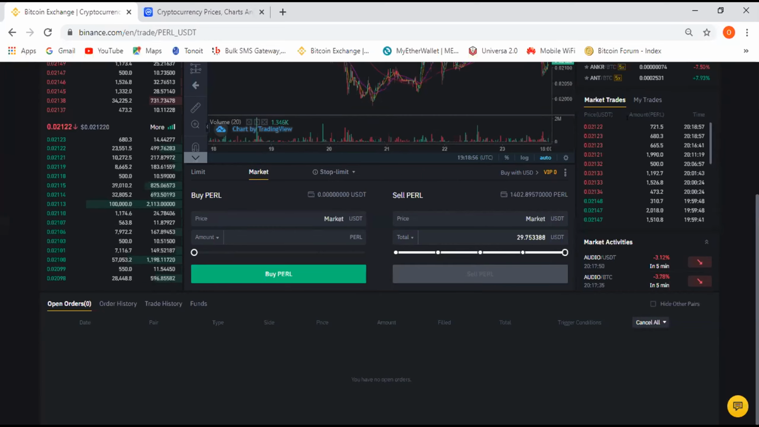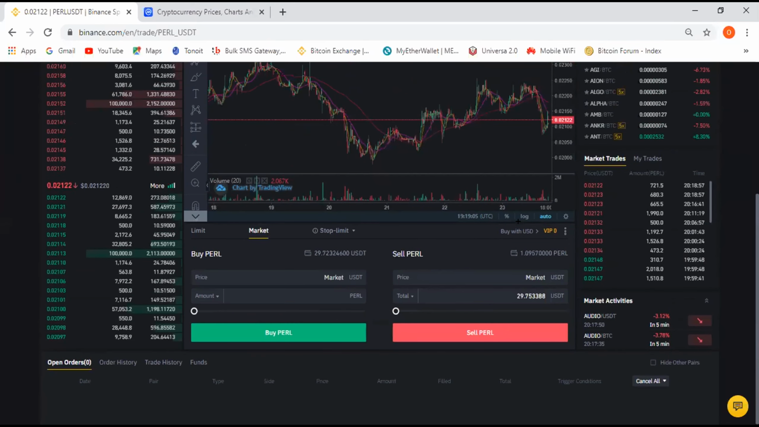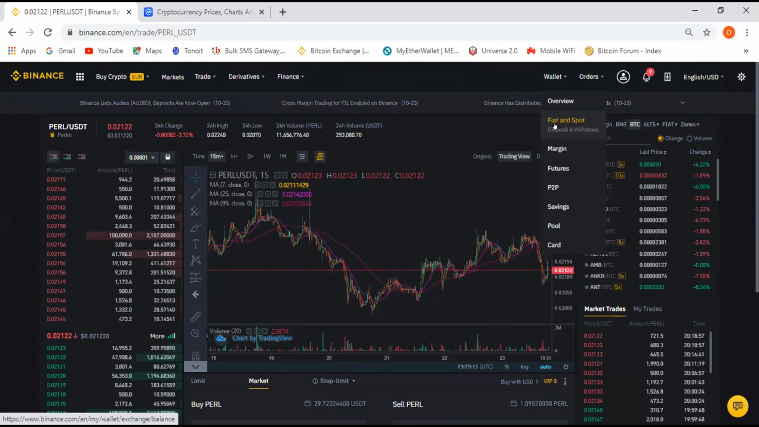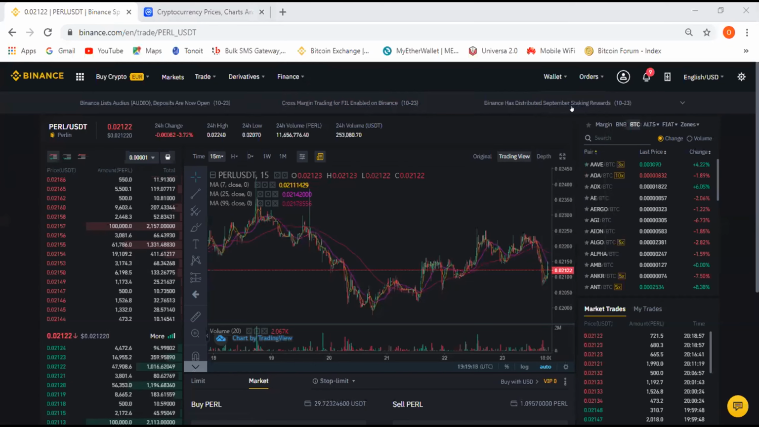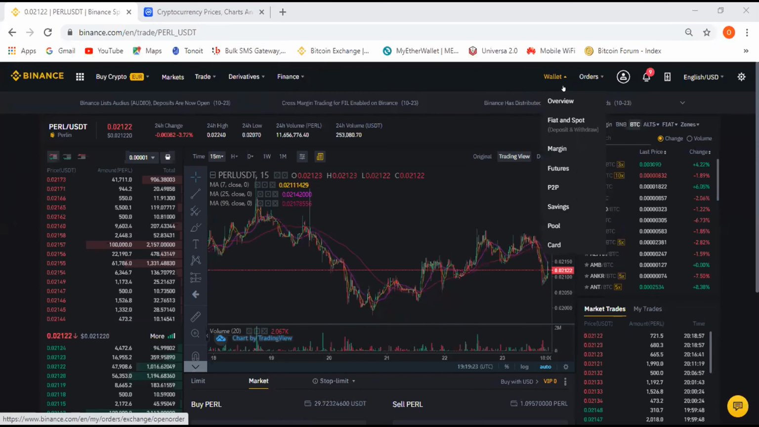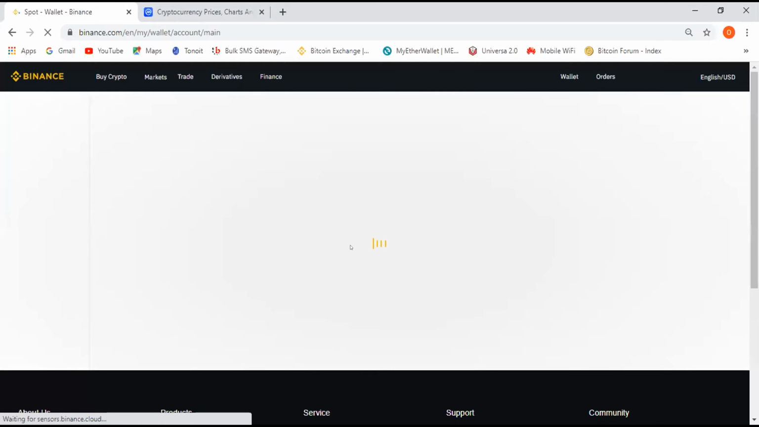Then you click on sell. Immediately you see market sell order failed. Now I have 29 USDT. So I want to move this money from spot to futures. So I go back into my wallet.